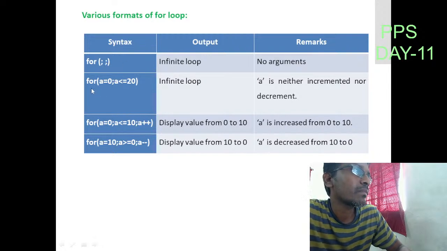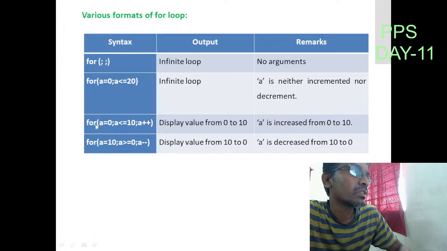And the second one, for a is equal to 0 and a less than or equal to 20, and here the output will be an infinite loop. Why? Because you are initializing a starting value, but you forgot whether it is incremented or decremented. So that's why this for loop syntax will enter into the infinite loop.